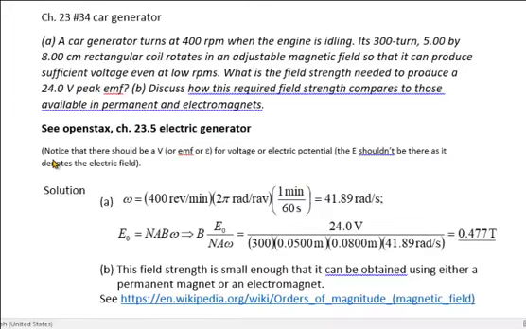All right, next problem. A car generator turns at 400 RPM when the engine is idling, so that's relatively slow. It has a 300-turn, 5 centimeters by 8 centimeters rectangular coil. That is small, about 2 inches by 3 inches, typical for a generator, I guess. It rotates in an adjustable magnetic field so that it can produce sufficient voltage even at low RPMs. What field strength is needed to produce a 24-volt peak EMF, electromotive force? Discuss how this required field strength compares to those available in permanent magnets and electromagnets.